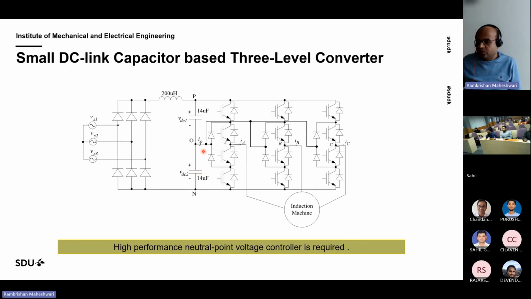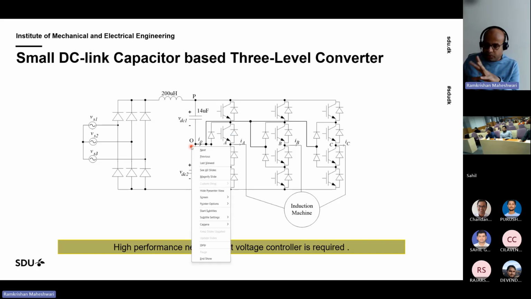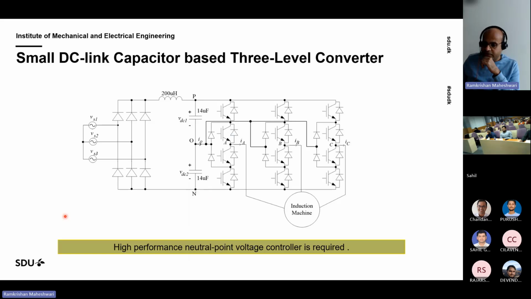And my task was to reduce the size of the DC link capacitor to 7 microfarad. Any disturbance within a switching period in the neutral point current will cause this voltage to drift a lot, and the converter will trip. So we needed a PWM, pulse width modulation, strategy which will have zero neutral point current in a switching period.